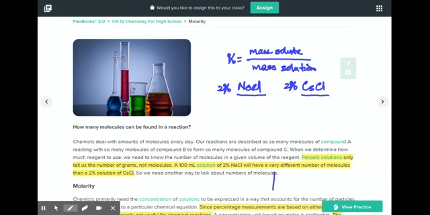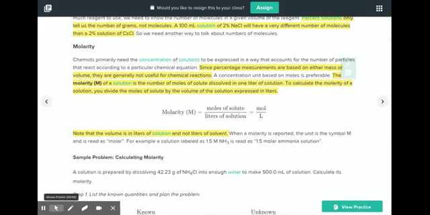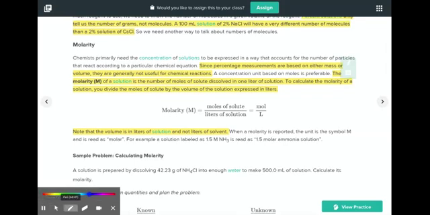What matters is what we call molarity. So what is molarity? Molarity of a solution, abbreviated with a capital M, is the number of moles of solute dissolved in 1 liter, not milliliter, but 1 liter of solution.